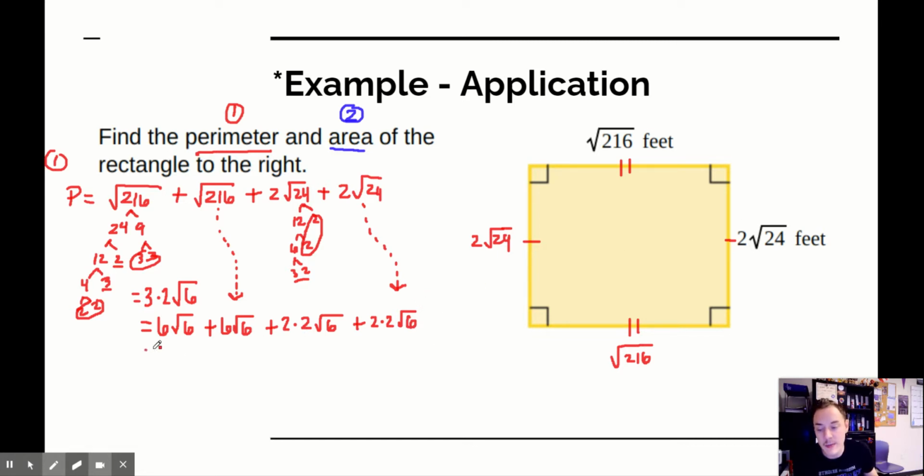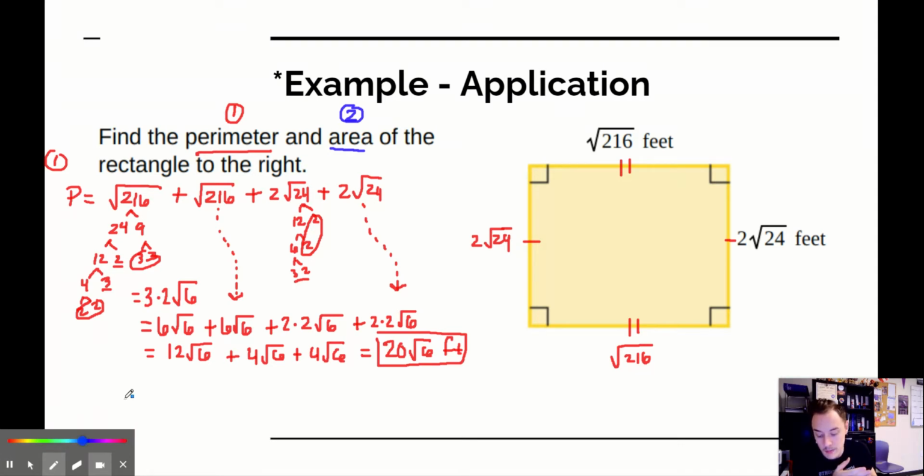So now after we simplify, I have 6 plus 6, which is 12 radical 6. And then 2 times 2 is 4 radical 6, and then plus 4 radical 6. So let's combine them all. 12 plus 4 is 16, plus 4 is 20. So this is 20 radical 6. I can combine that because they all have the same number underneath the radical. So that's my perimeter. Fantastic.